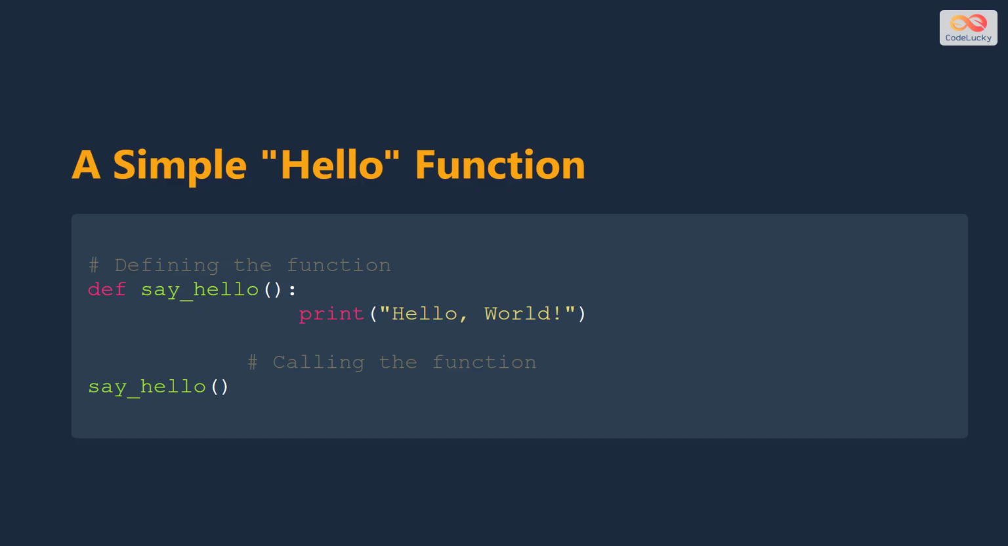Let's look at a very simple example. Here, we define a function called say_hello. Its only job is to print the phrase hello world. After we define the function, we can execute it by calling it. To call a function, you just type its name followed by parentheses. Every time you call say_hello, it will print hello world to the console.